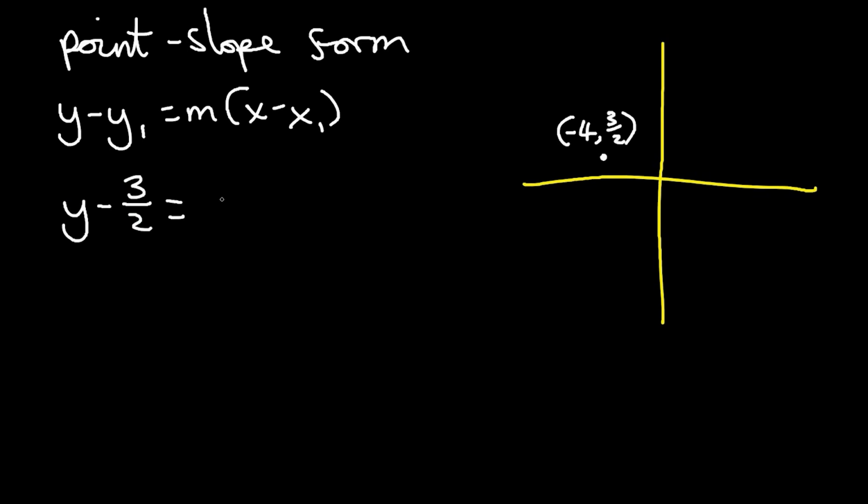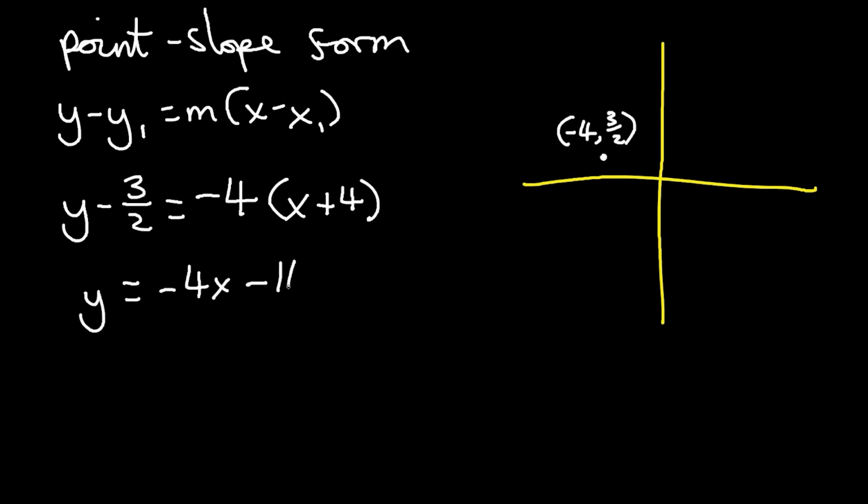So y minus y sub 1, which is 3/2, is equal to m. Let's say we know the gradient. Let's say it's -4 multiplied by x minus x sub 1, minus 4. A negative of a negative is positive, so x plus 4. So simplifying this, y is equal to negative 4x minus 16, minus 4 multiplied by 4, and then adding that 3 over 2 plus 3 over 2. So this is negative 4x minus negative 29 over 2.